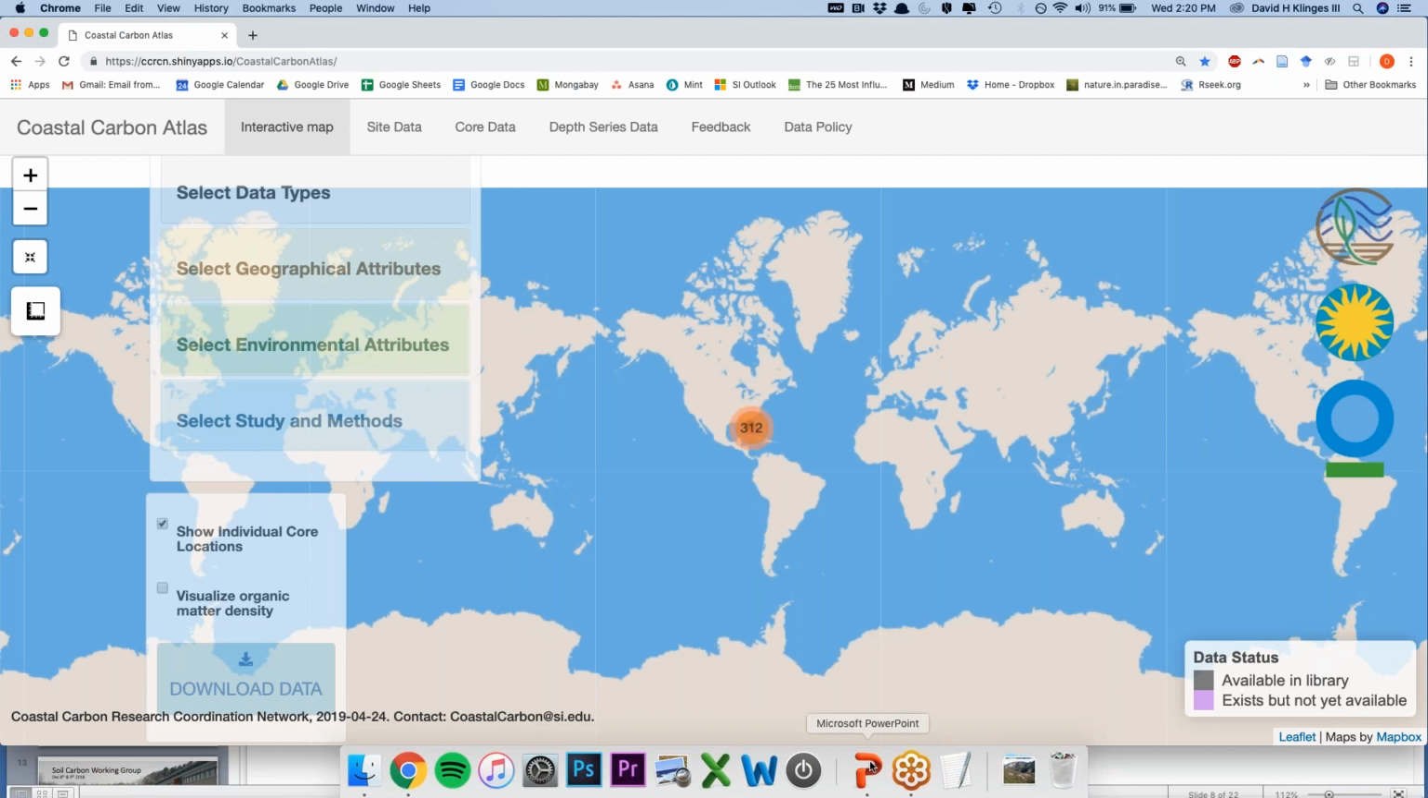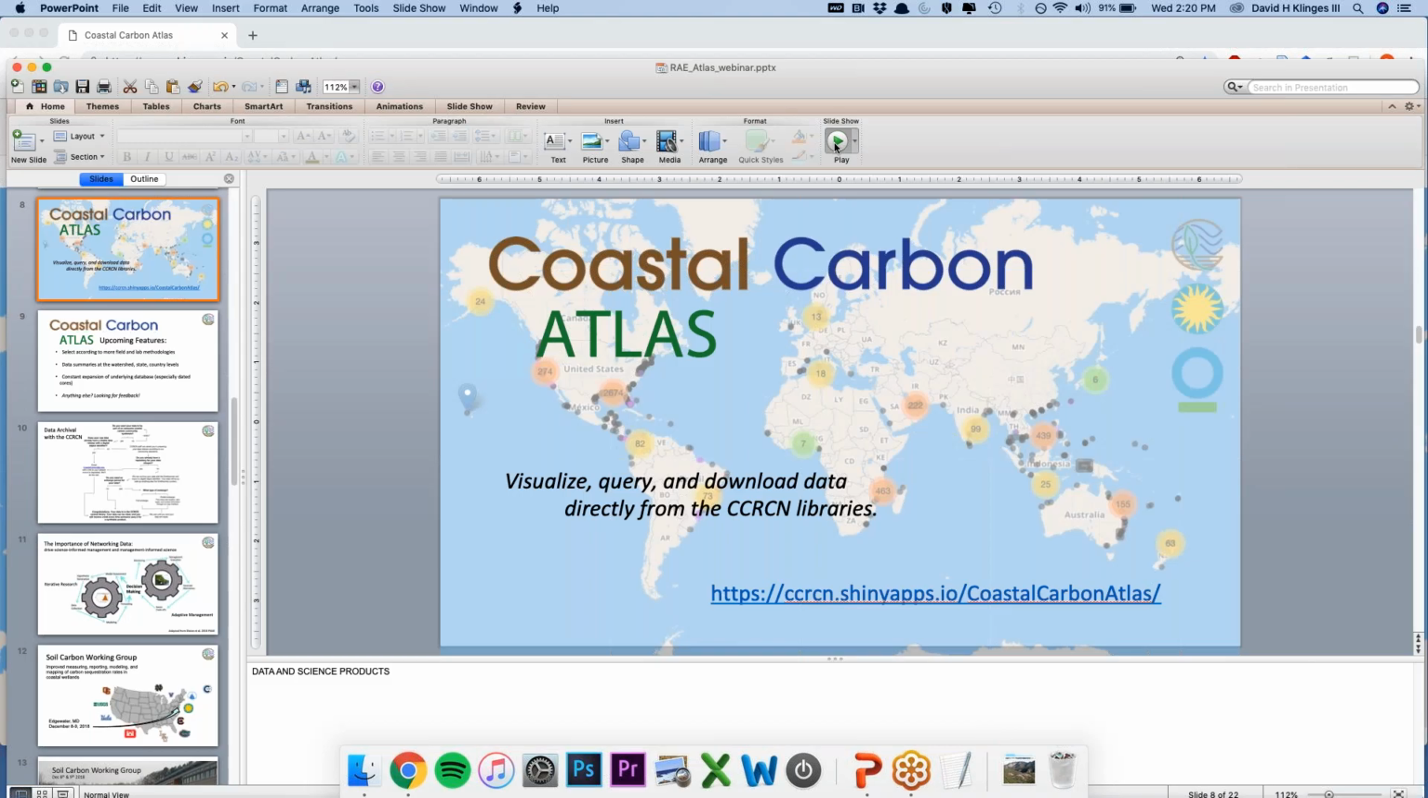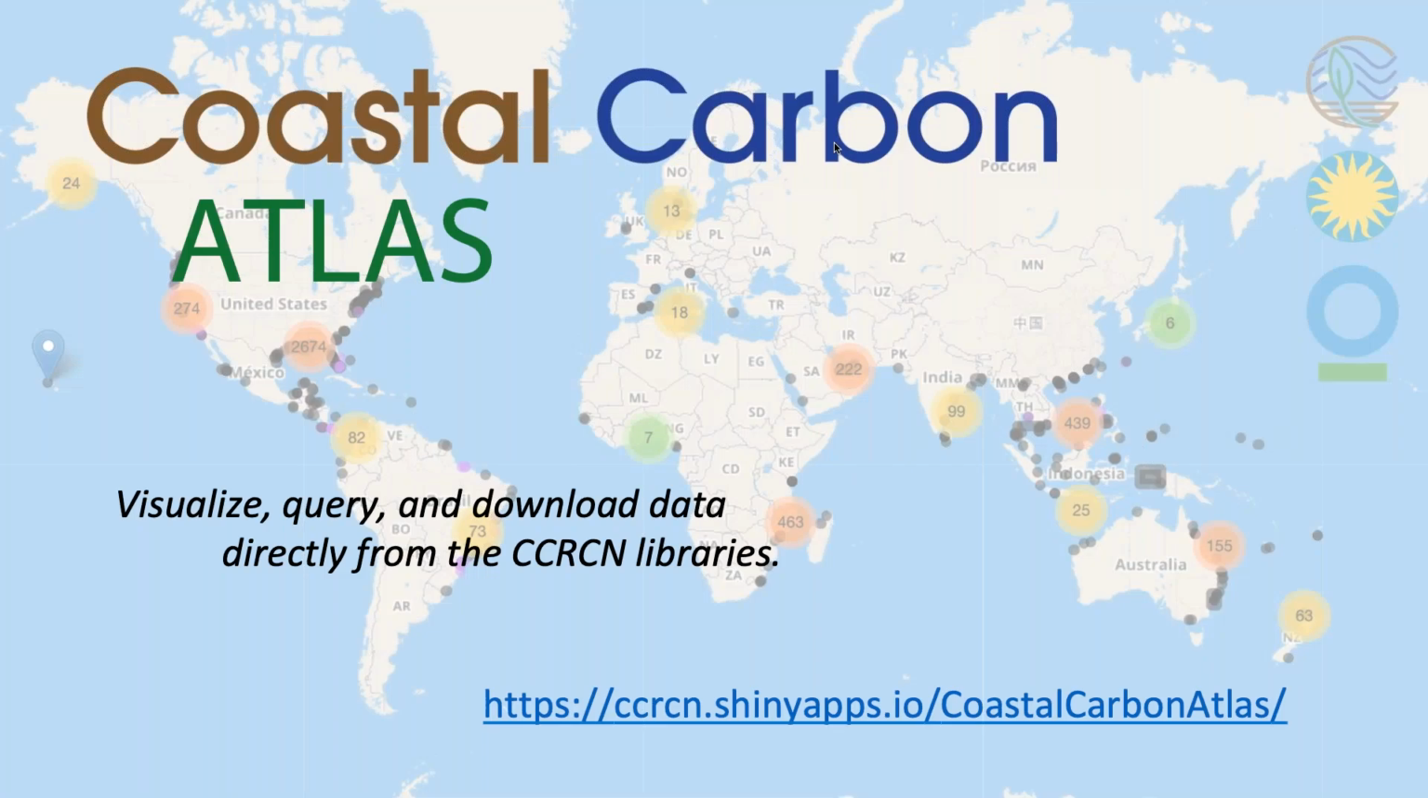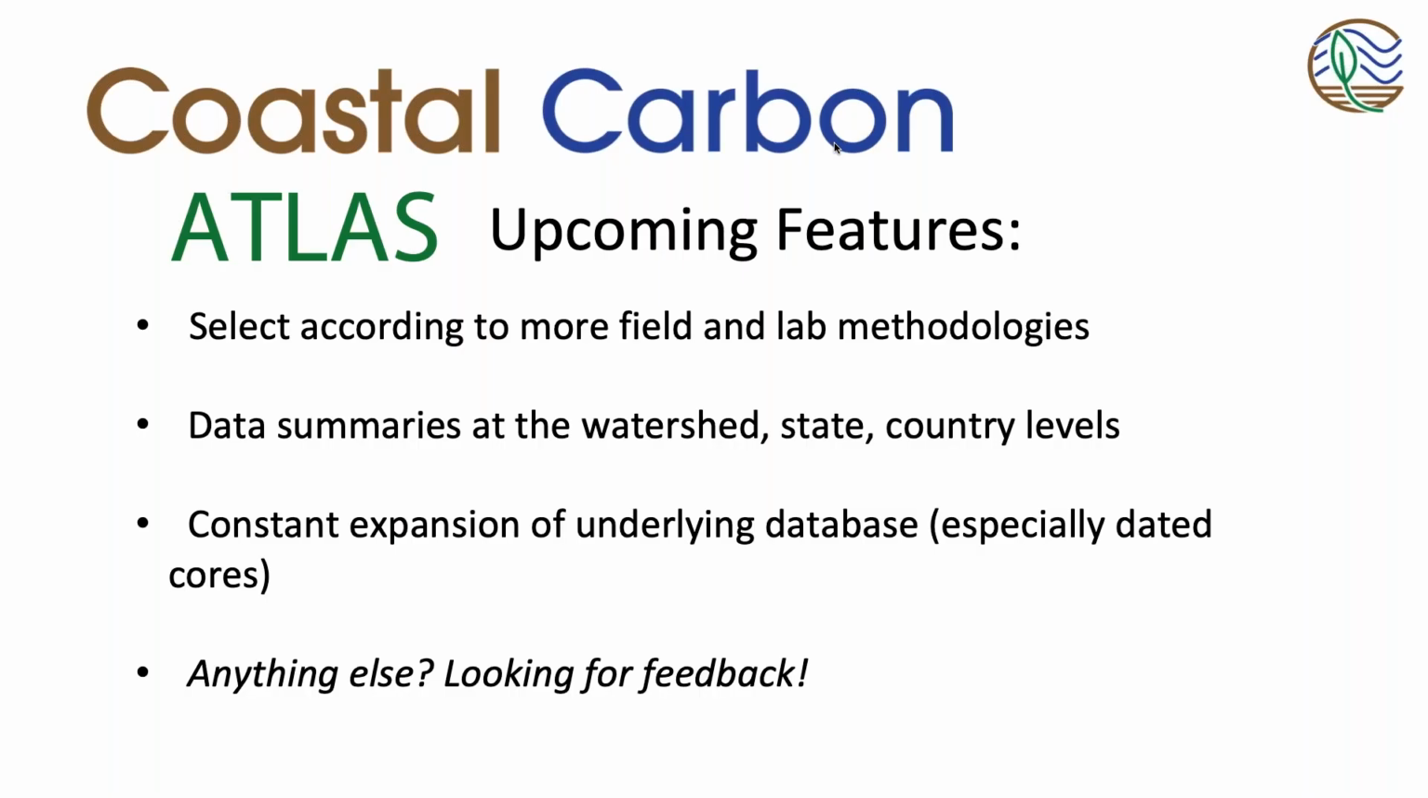So I'm going to go back to the PowerPoint here. So the Atlas is something that's in continued development, and we have a few other features that we want to continue building out. Being able to select according to other field or lab methods. Say you're only interested in a particular type of watershed, or perhaps only one method of how cores were collected. That's something we want to make more readily available.